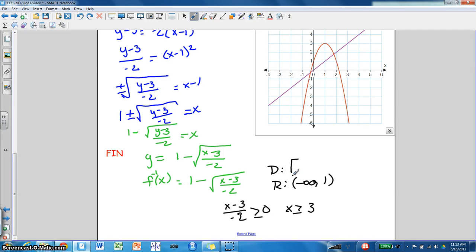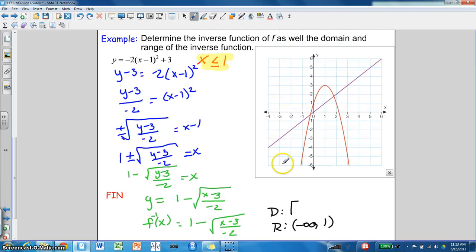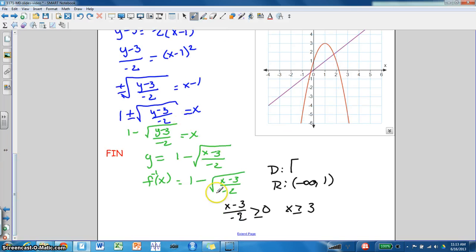Okay, so my domain is going to be a minimum of, and I actually forgot one little thing here: I'd have to multiply by a minus 2, and that would actually switch my sign. So it's actually x is less than or equal to 3. So my domain here is negative infinity comma 3 with a bracket, and I am done.